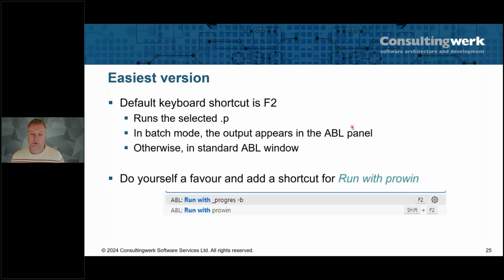Okay, so we can run stuff really easily with F2 or ABL run with Pro and ABL run with Progress. We can do that. But a couple of things. One, that uses the settings that are in the project. So whatever the extra parameters are, the assemblies, the CP internal, whatever that might be, it will use that. The Pro path that's in your project. You may want to change that.